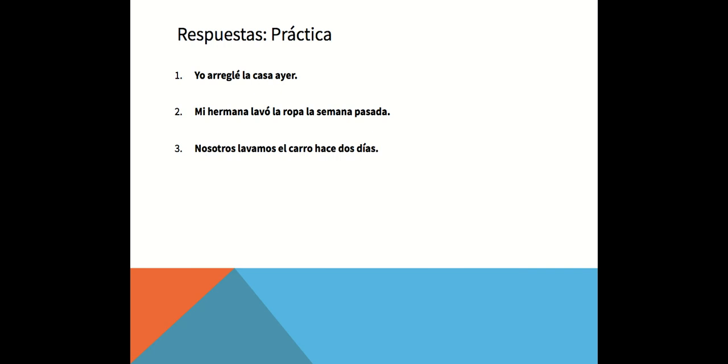Now, I don't have to tell you the most important thing with these accents, okay? Obviously, for number 2, if you don't have the accent, lavo means I wash, present tense. So this is why I always express how important accents are, okay? With the accent, it means she washed. Without the accent, it means I wash, okay?